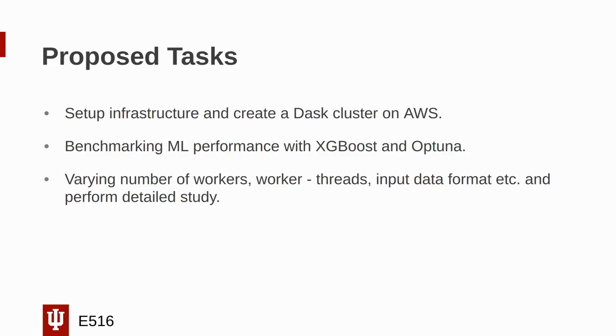So for the proposed task for this project, we're initially going to create a Dask cluster and then deploy it on AWS. Then to perform a benchmark study, we will run an XGBoost algorithm on our data, and then we're going to use Optuna for hyperparameter tuning. And by varying different configurations of the cluster, that is your workers, your threads, your input data format, we will perform a detailed study and then compare the benchmark metrics.